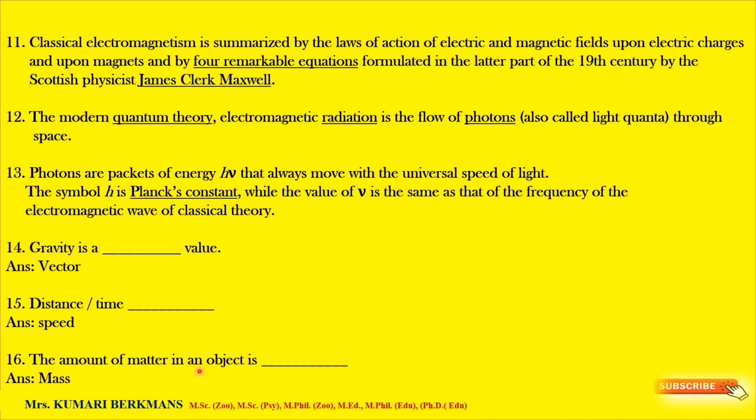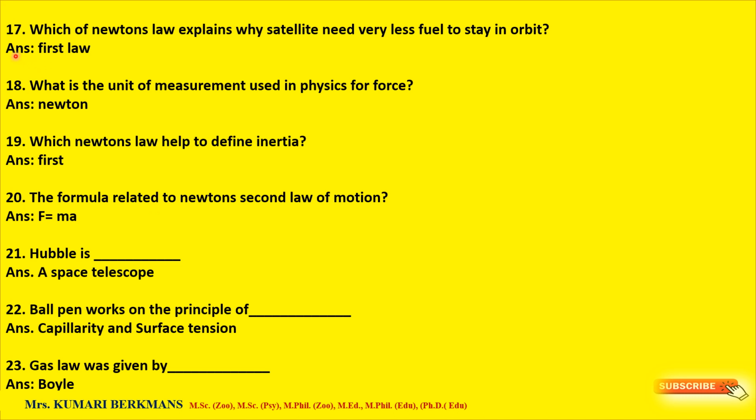The amount of matter in an object is dash. It is mass. The amount of matter in an object is mass. Next one, 17th point. Which of Newton's laws explains why satellites need very little fuel to stay in orbit? It is Newton's first law.